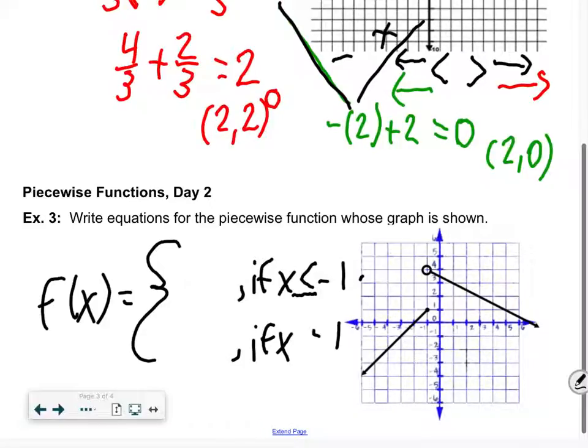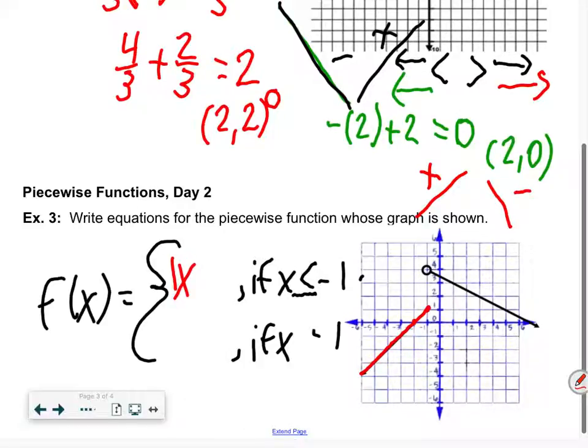What is the slope of this line? 1 or negative 1? Negative 1. It's going down, but it's going down and left, so it's like negative, negative, which makes positive. But it's negative. These are positives, these are negative.